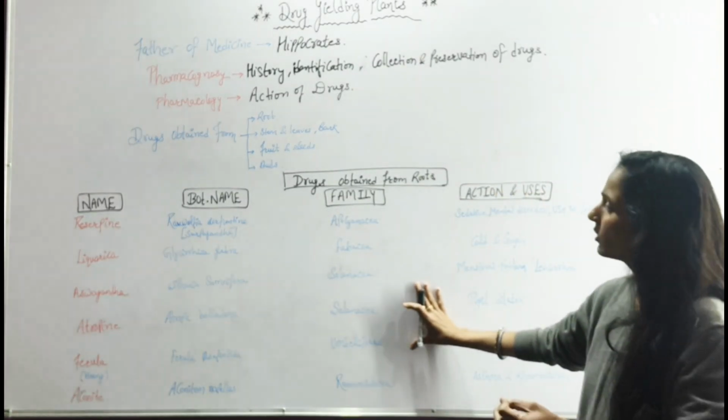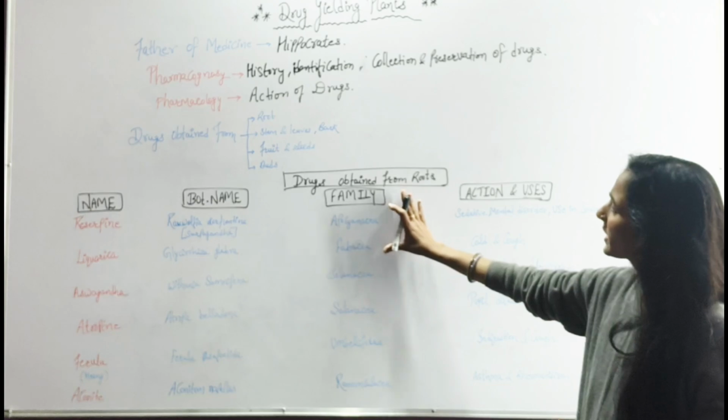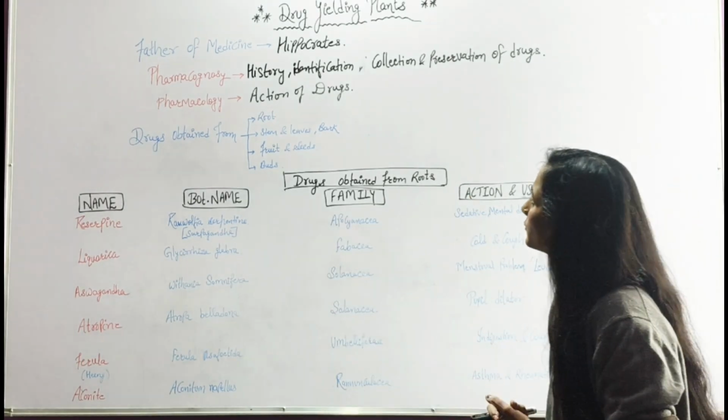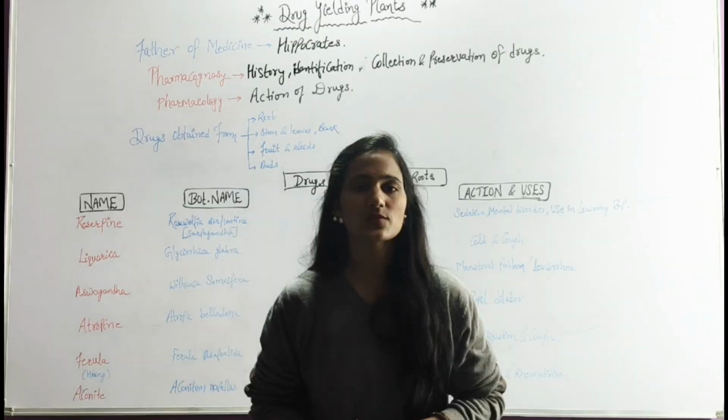So these are all the names of the drugs which are obtained from roots, their botanical name, family, and their action and uses. So that's it for today's video.